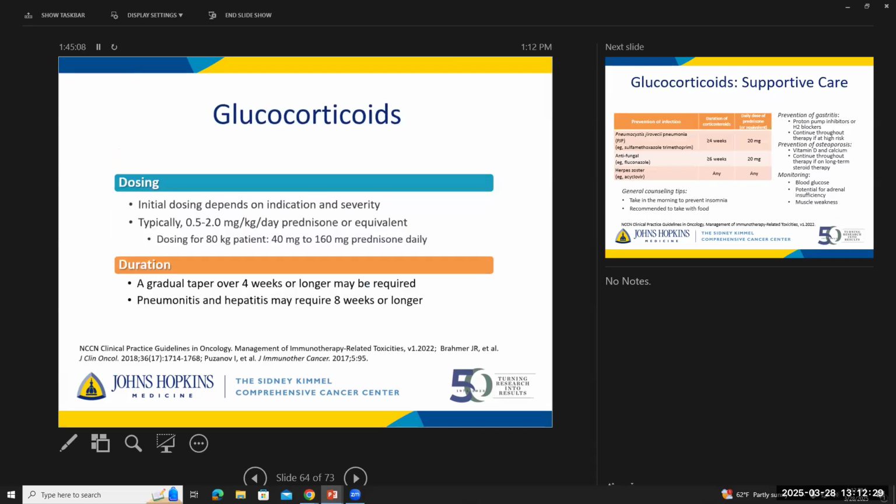The dosing of steroids is typically 0.5 milligram up to 2 milligrams per kilogram of body weight per day. We tend to use prednisone initially. So for example, for your classic 80 kilogram patient, we might use anywhere from 40 to 160 milligrams of prednisone daily. We typically will start the patient on that higher dose, maybe 1 to 2 milligrams per kilogram per day, and then we will gradually taper the patient down over the course of 4 weeks.